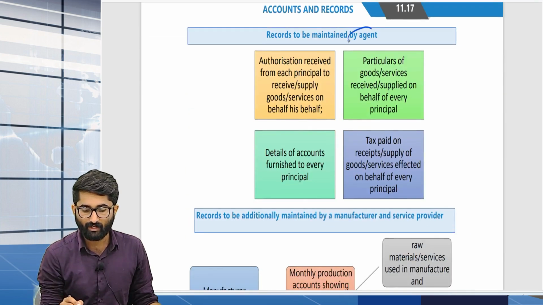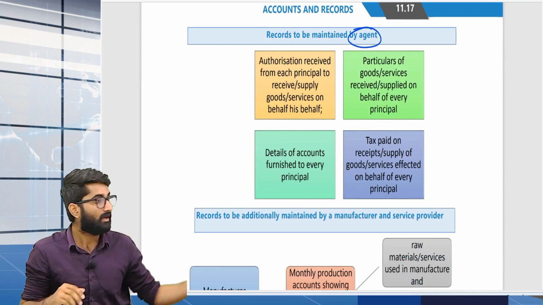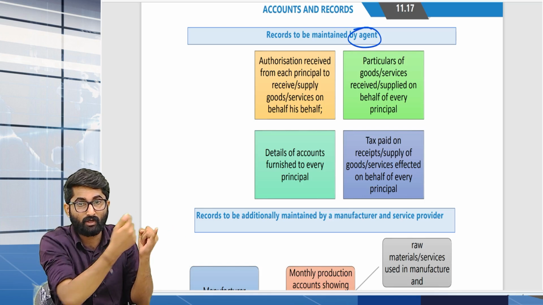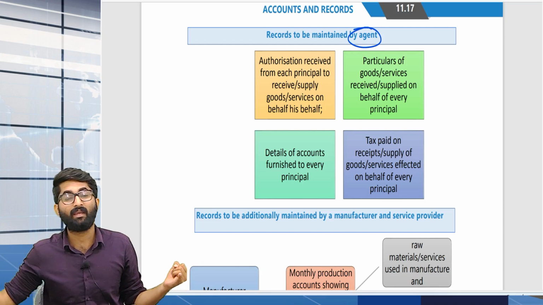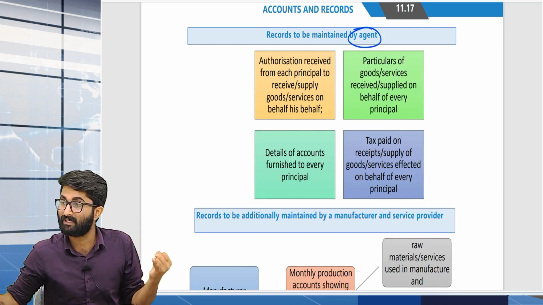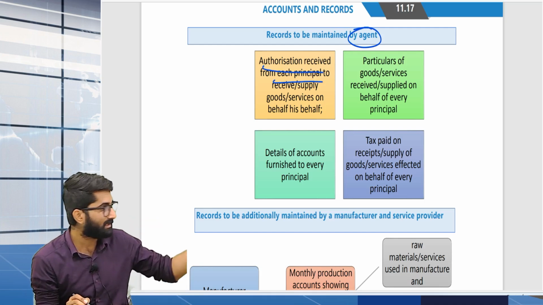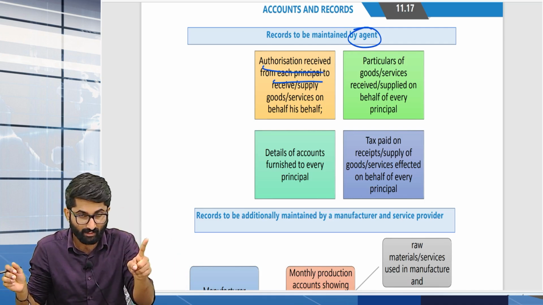Continued, if you are an agent, what are the records I have to maintain? The authorization which I have got from my principal, that I have to maintain. Plus, if I am receiving any goods on behalf of my principal, those goods also I have to maintain. The principal will send me the goods for selling and authorize me to sell them; that record I have to maintain.